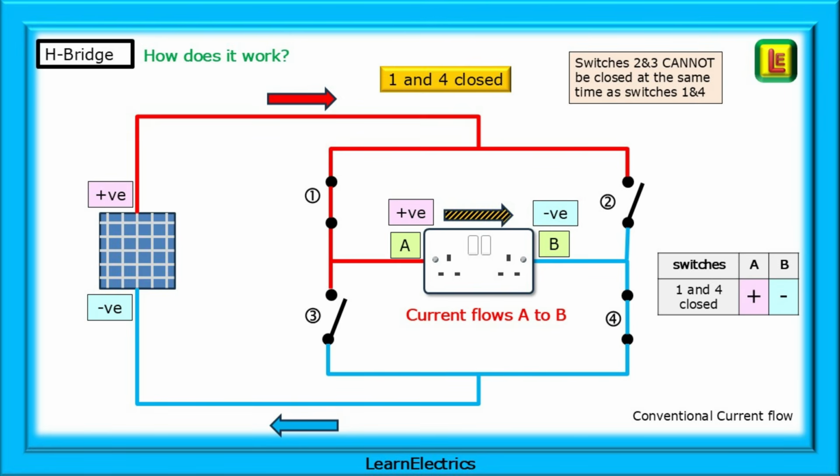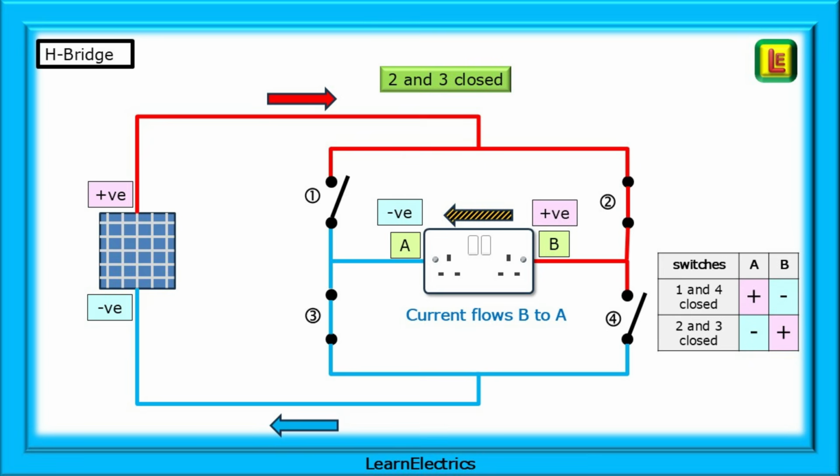We have current flow from A to B in the direction of the black and yellow arrow. The little chart on the right shows this as A is positive and B is negative. Remember, we are using conventional current flow today. Now, switches 1 and 4 will open and switches 2 and 3 will close. This time, the positive flow from the solar panel travels through switch number 2, passes along wire B this time, then through the socket and onto wire A, through the switch number 3 and back along the blue wire to the solar panel. It always travels from the red wires to the blue wires on these drawings.